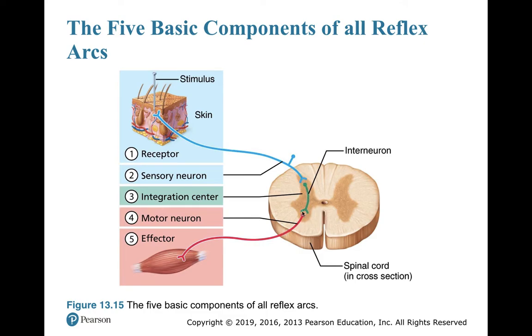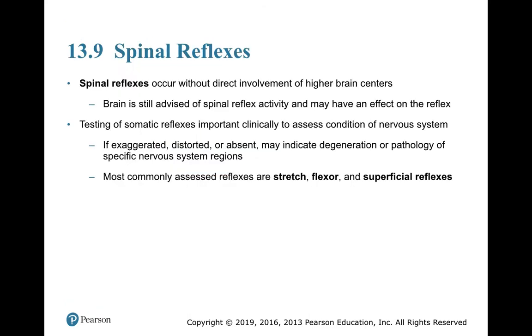But just because we draw it out this way, this interneuron, this sensory information, and even this motor neuron are not the only connections between them. It's also passing the information upward. So spinal reflexes occur without the direct involvement of higher centers. The brain is still aware of it, advised of it, knows what's going on. It gets the information, but doesn't have to process the information to get an effect.